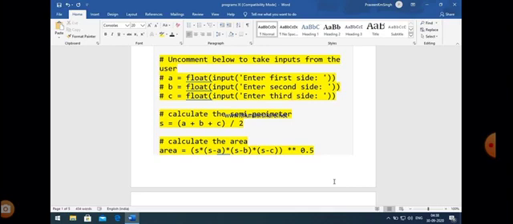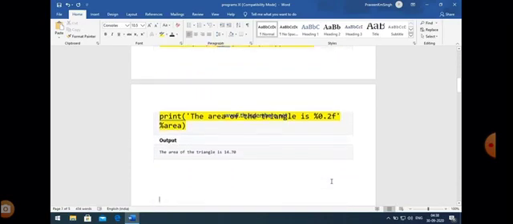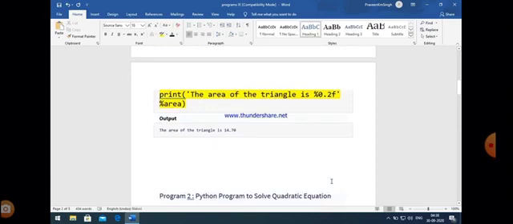So we apply the formula of area here, and after that we have only one work to do, which is the final print statement, which shows the output on your screen. You can see that we print the area of the triangle is %0.2f. What is the meaning of this? When you write %0.2f, it means we want to take the answer up to two decimal places. F represents a float value, so up to two decimal places.